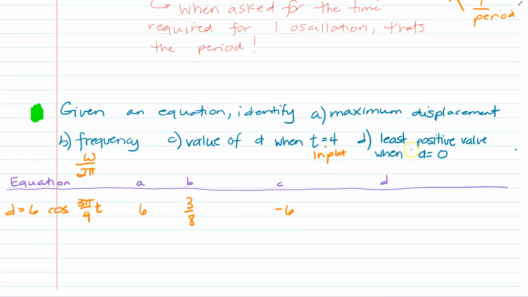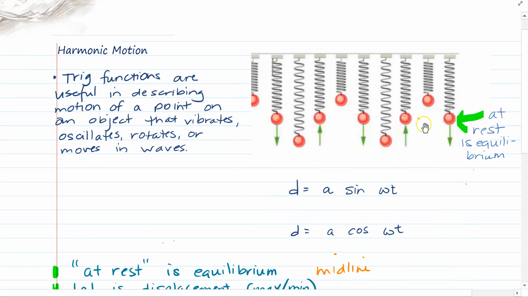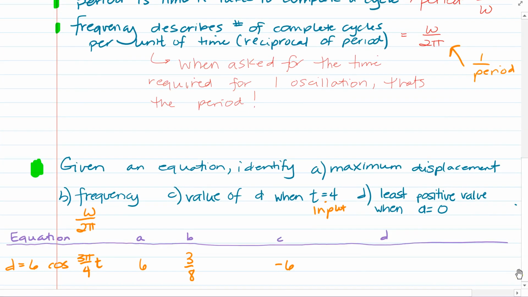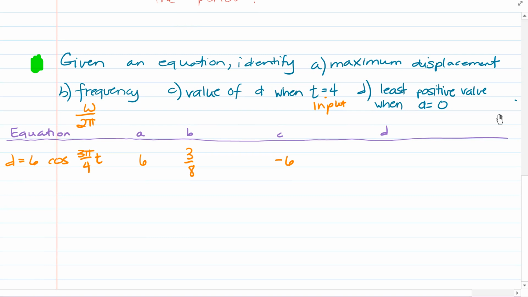Okay, on this last one, it's the least positive value when the displacement is 0. Let me explain that. Or the displacement is at the midline in some cases. So let me show you something. What they're asking, you know how this repeats and repeats? They're saying, what's the least positive value? Because there's an infinite number of times that happens, but what is the least positive? So I'm going to show you how to do this algebraically, and then in class I'm going to show you how to do it with the calculator because it's so much easier.